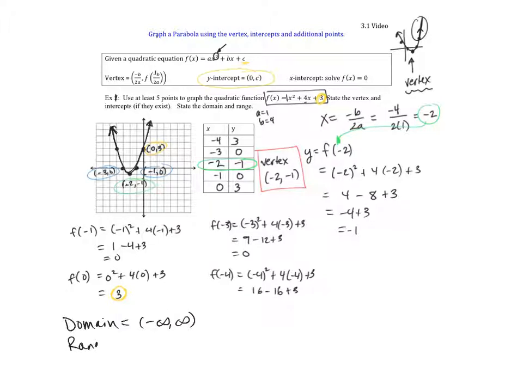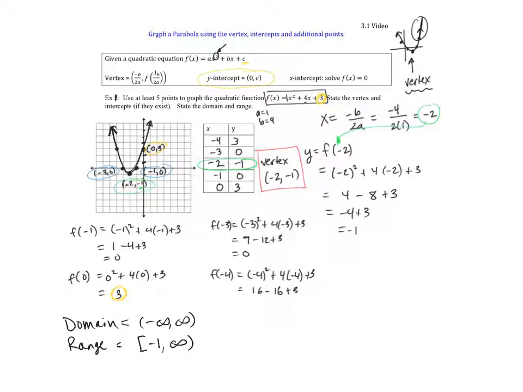The range is really affected by the vertex. When this graph opens up, we start at the minimum place, that's the vertex. So we start at the y value there, which in this case is negative 1. And then we head up: any y value above that vertex, I can find a place on the graph. So there's domain and range.